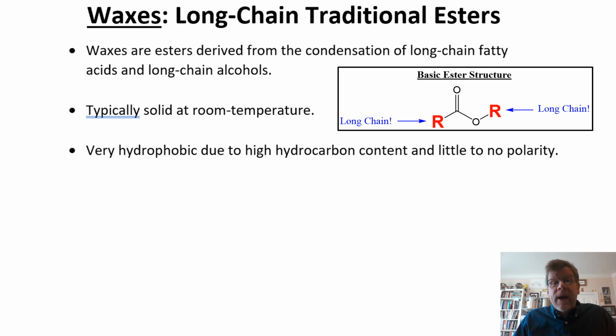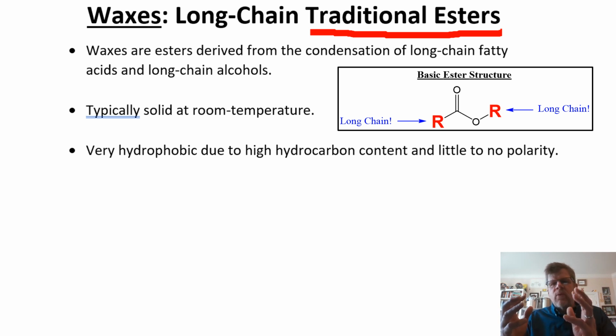I'd like to swing back and talk about one of our original functional groups, that of the ester. I call them traditional esters right here. Traditional because esters are traditionally brought about by the condensation of one carboxylic acid and one alcohol, and we have our ester structure. If we look at our basic ester structure down here, we have what is shown there.